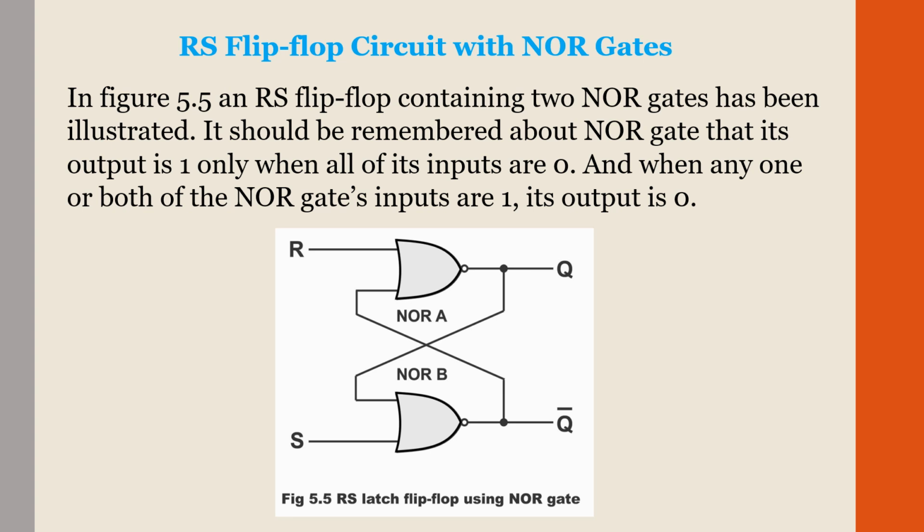RS flip-flop circuit with NOR gates. In figure 5.5, an RS flip-flop containing two NOR gates has been illustrated. It should be remembered about a NOR gate that its output is 1 only when all of its inputs are 0. And when any one or both of the NOR gate's inputs are 1, its output is 0.